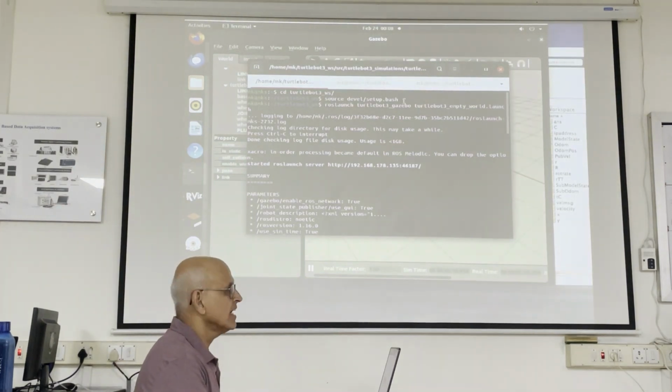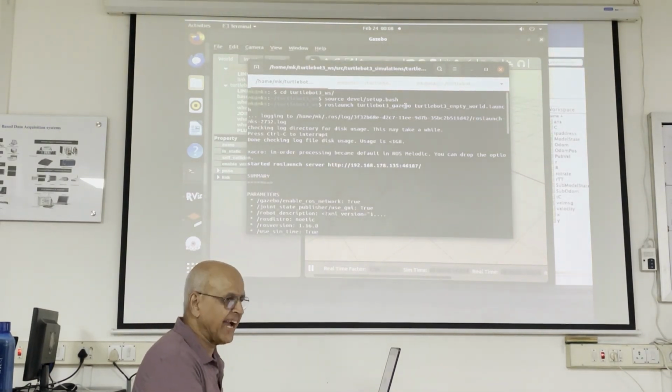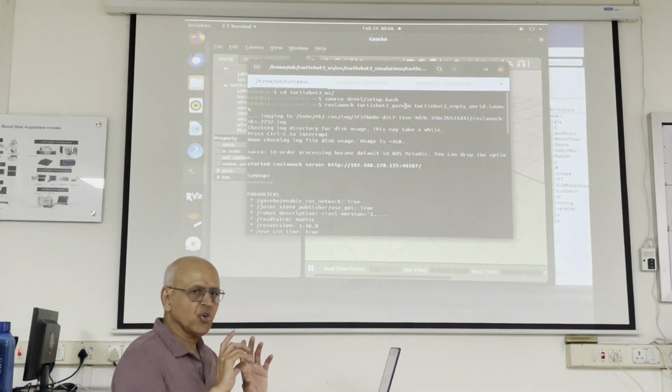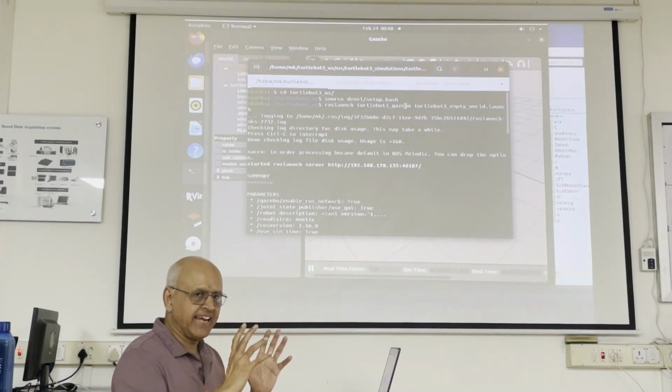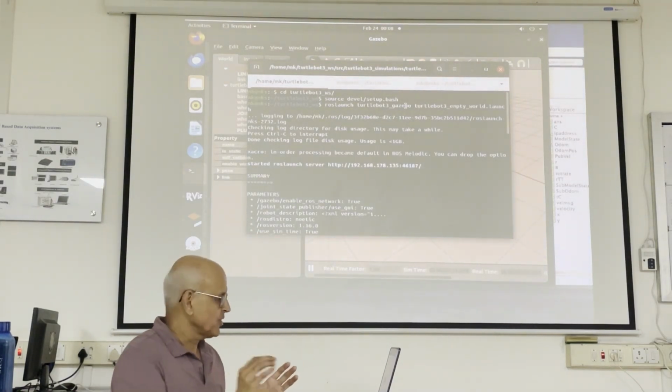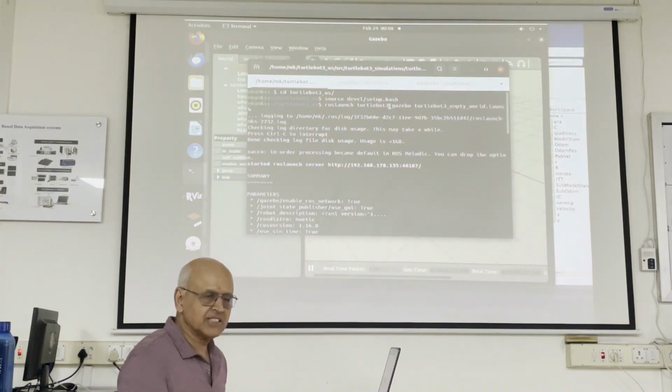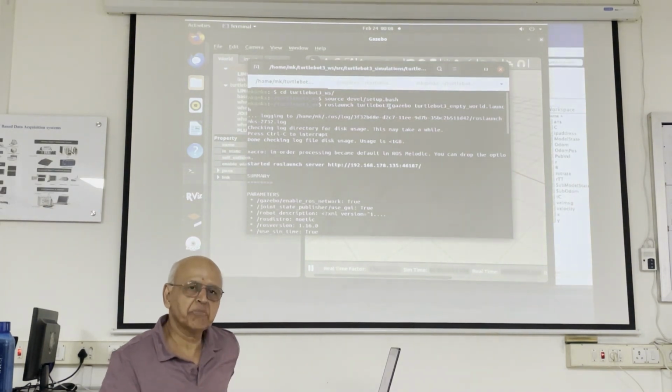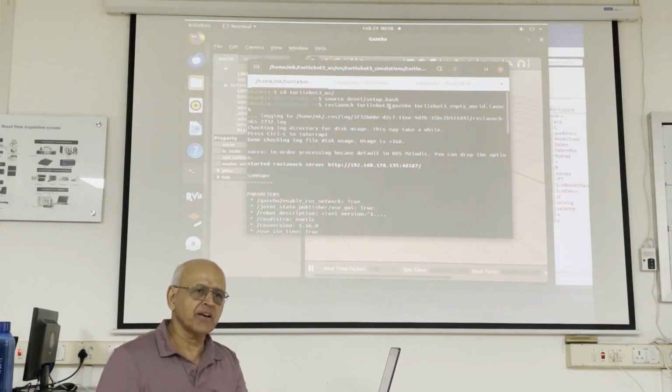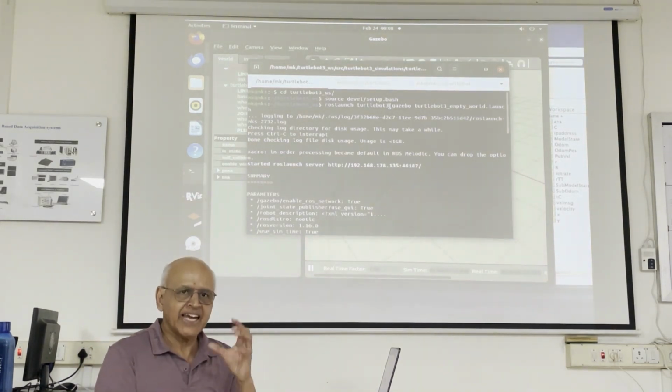This first argument is the name of the package. So the package has many launch files. This tells you where the package is, and ROS is set up so that no matter where it is in the directory structure, if you've installed properly, if you've done the source command properly, it will go find it.